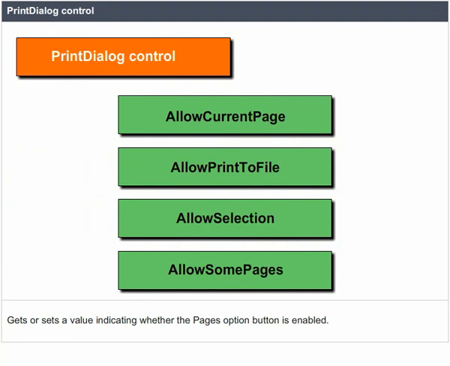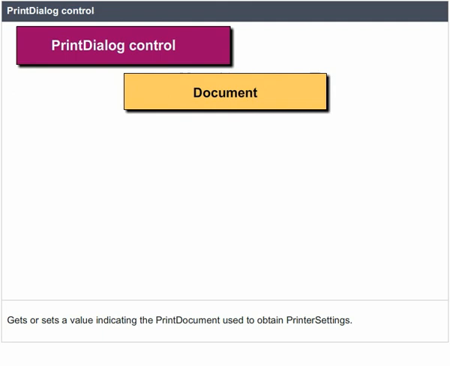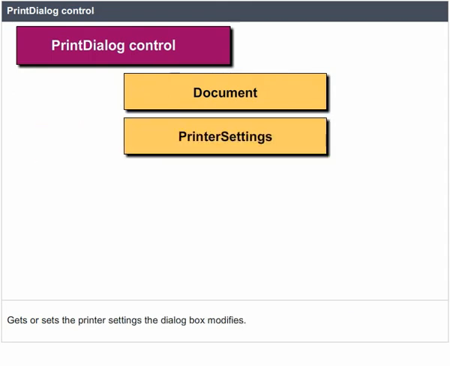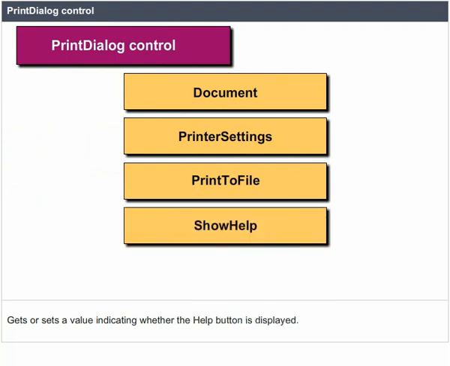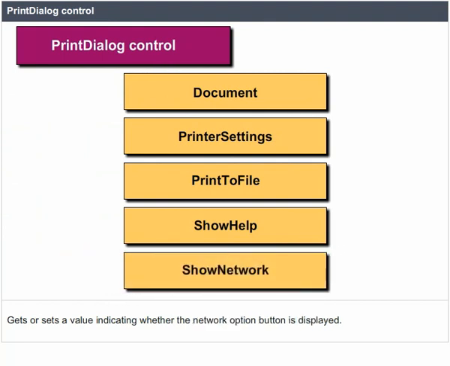Print dialog control. Document. Gets or sets a value indicating the print document used to obtain printer settings. Printer settings. Gets or sets the printer settings the dialog box modifies. Print to file. Gets or sets a value indicating whether the print to file checkbox is selected. Show help. Gets or sets a value indicating whether the help button is displayed. Show network. Gets or sets a value indicating whether the network button is displayed.